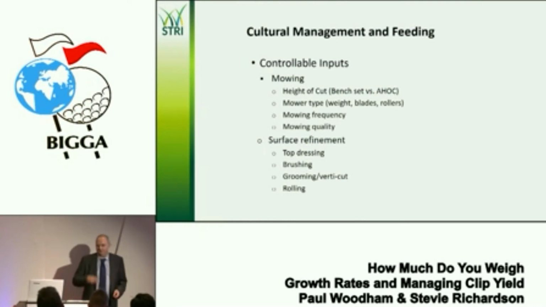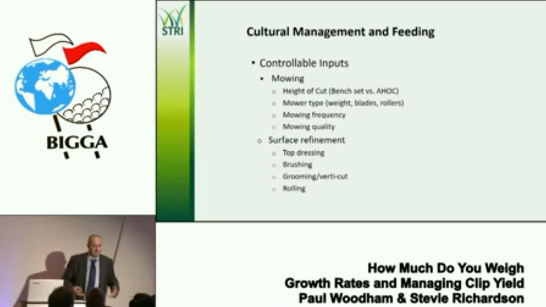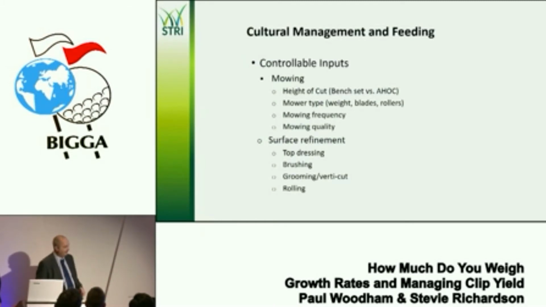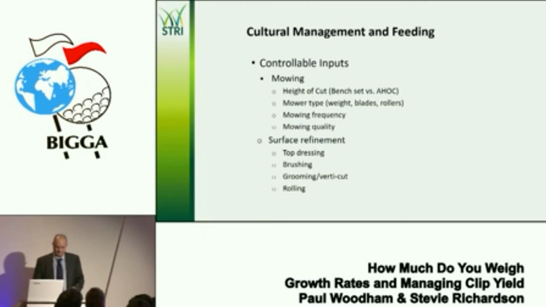Surface refinements, so maybe top dressing is going to influence things. Certainly by weight, it would send your weight up, and might take your volume down a little bit. Brushing, you might get a little bit more from that. Verticutting, grooming, and rolling. So they're all things that might change, certainly on a day-to-day basis, what you're getting in your grass box. But there's a reason that you're changing those, maybe strategically in terms of agronomic health of your greens or performance.